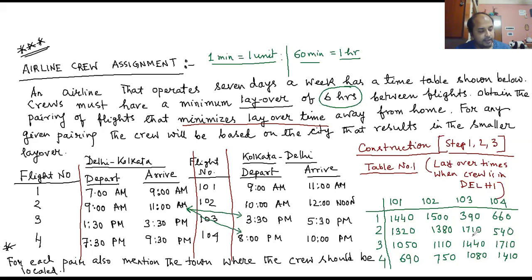Just a minute. 10:30, 11:30, 12:30, 1:30, 2, 3, 4, 5, 6, 7, 8, 9, 10, 11, 12, 13, 14, 15, 16, 17, 18, 19. 19 minutes. 22.5 into 60. Sorry sir, 22.5 into 1350.